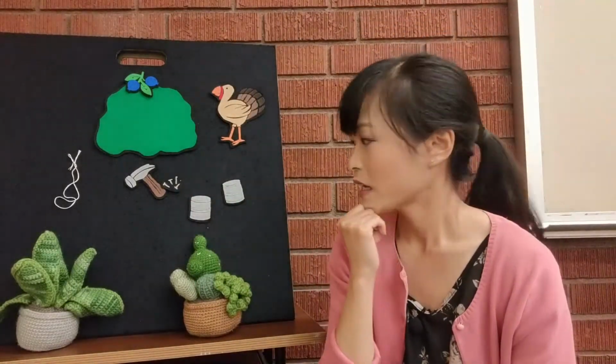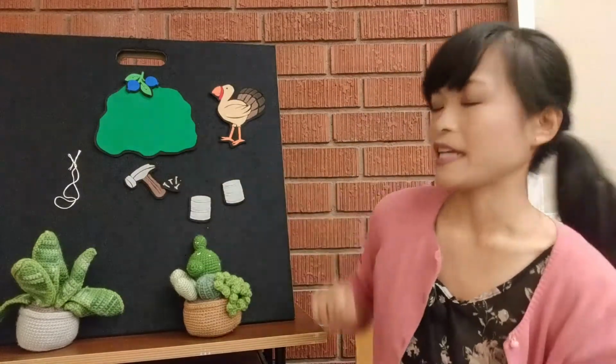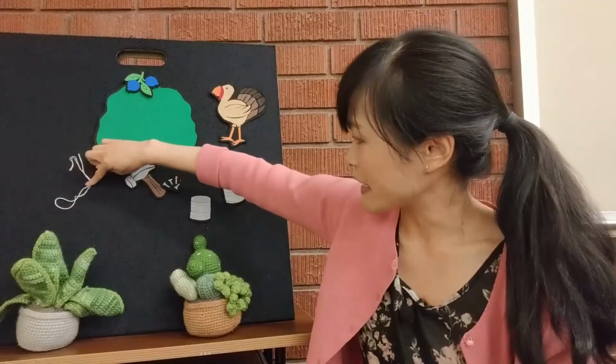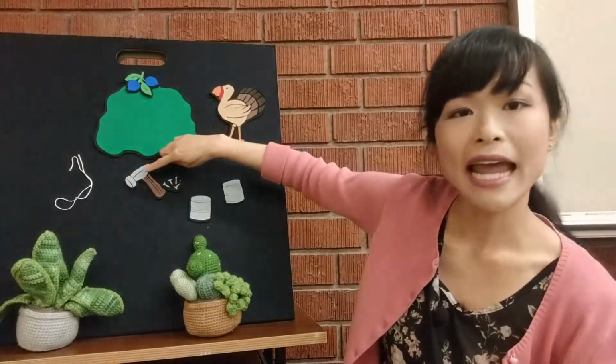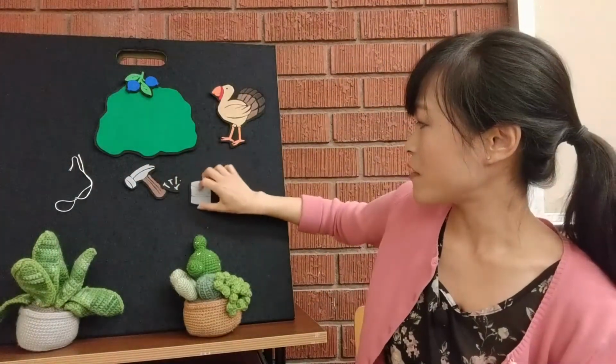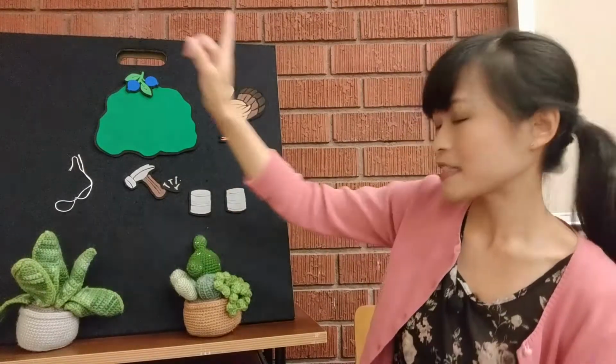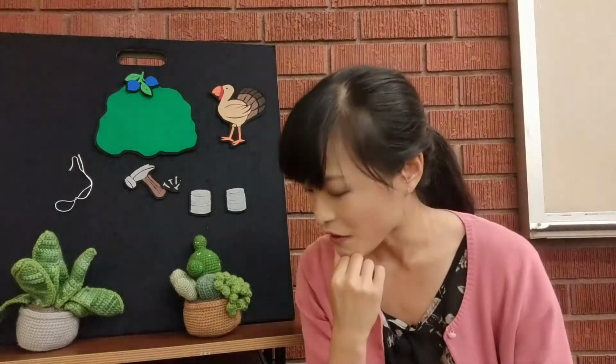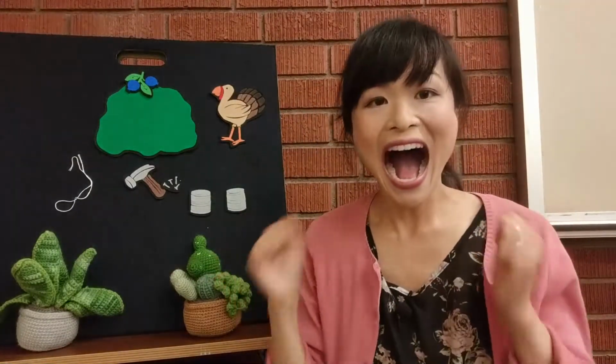Thought the turkey, looking at all the things that he found. And what did he find again? He found some string. He found a hammer and nails. And he found two cans. So he thought and he thought and he thought and he thought. And he said, aha, I know what to do.